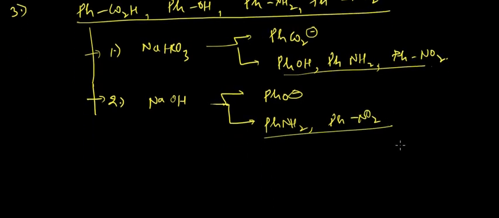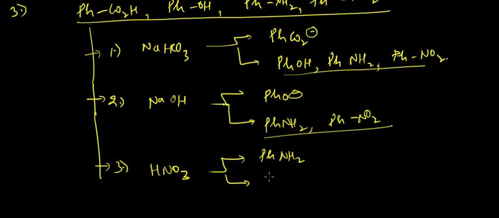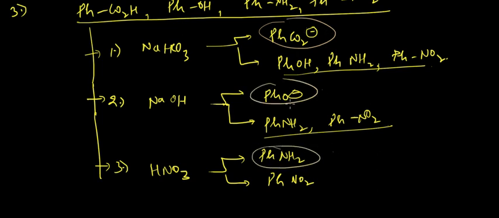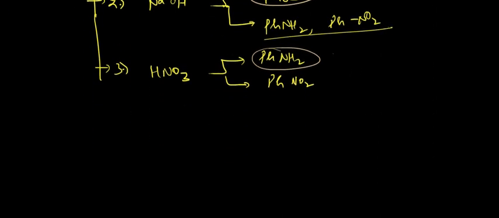Next, in the third step you can take HCl, which will separate out aniline and nitrobenzene. Hence all the compounds are separated out: first carboxylic acid, then phenol, then aniline. Okay, let's take another example.